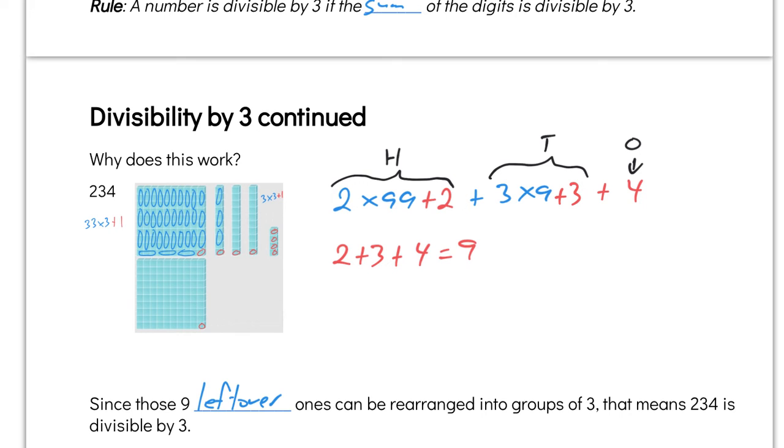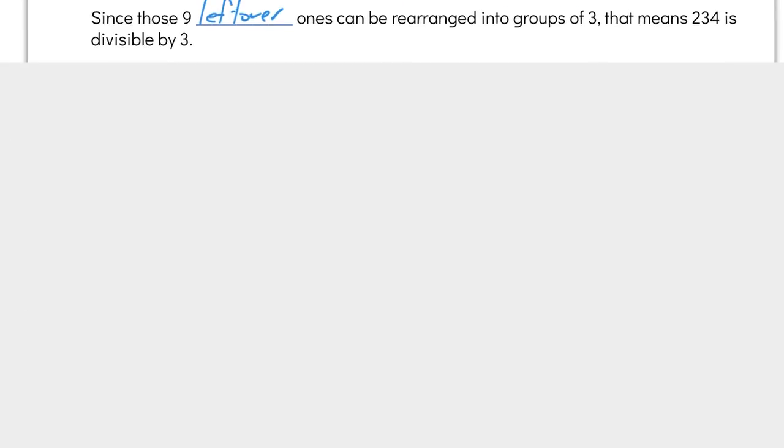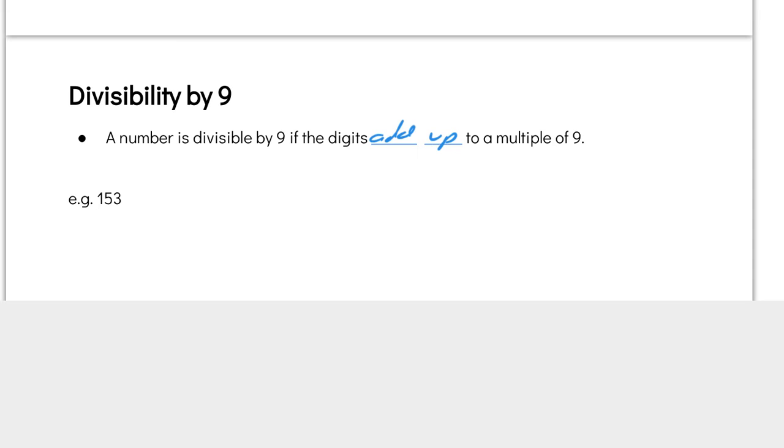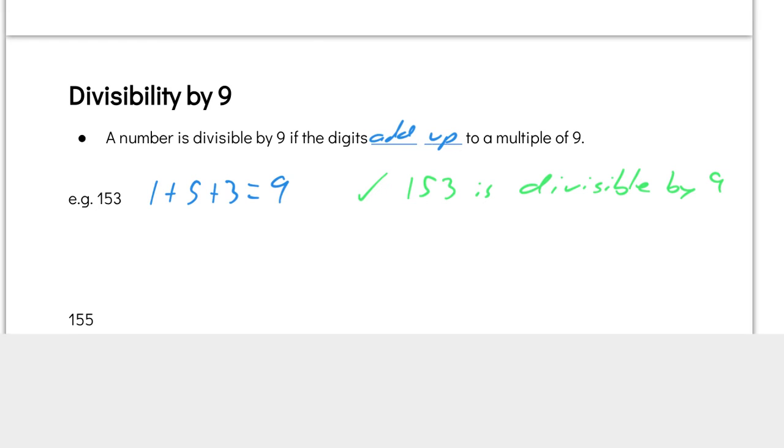Let's look at divisibility by 9. A number is divisible by 9 if the digits add up to a multiple of 9. For example, 153. We can do the same thing. 1 plus 5 plus 3, 6 plus 3 is 9. So that means 153 is divisible by 9 because what we got here was a multiple of 9.